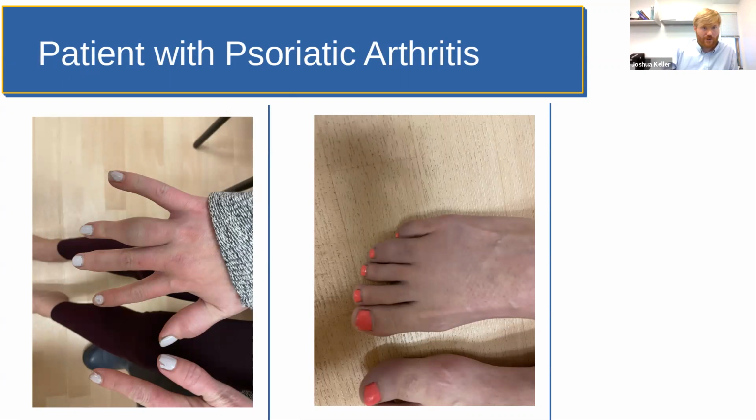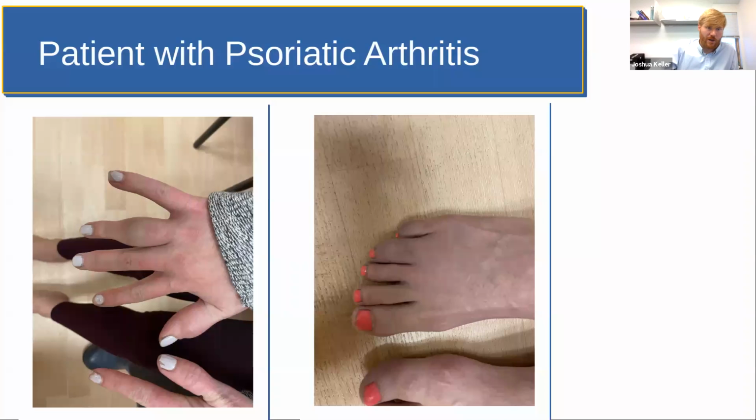So, a patient with psoriatic arthritis. This is a patient I actually saw several months ago. This is mostly a dactylitic finger. The swelling isn't just on the PIP joint, it's along the finger. And then the toe is swollen to the end of the toe. You can clearly tell that her right fourth toe there is a lot larger than her other toes.